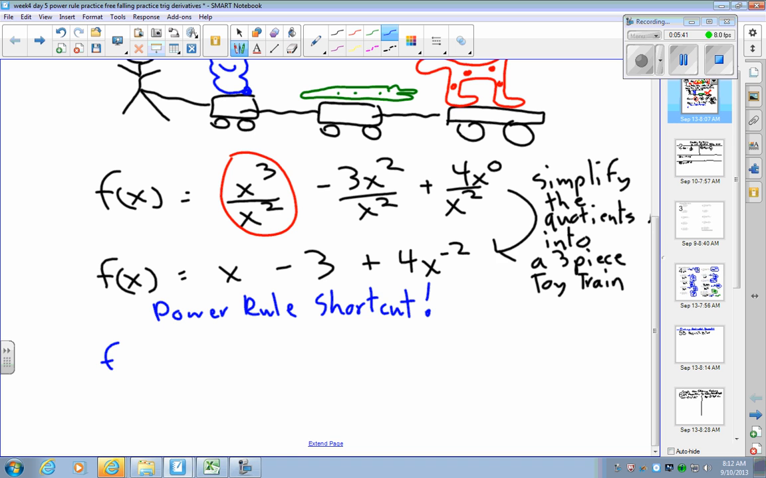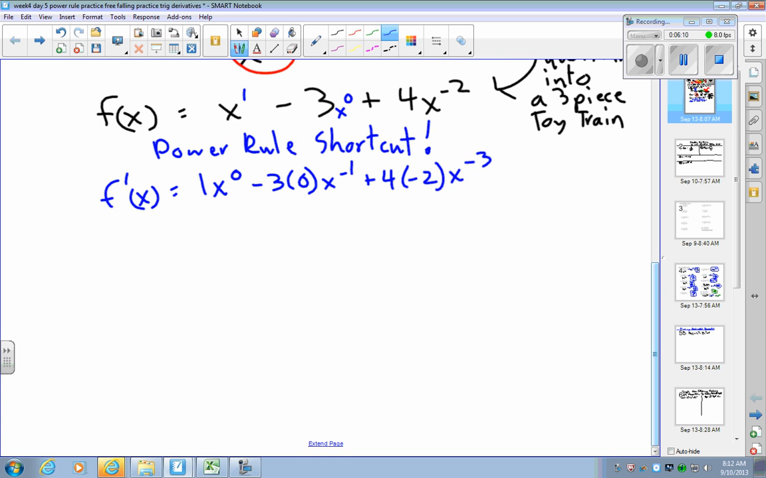So I can now go, let's see. If this is x to the 1, this would be 1x to the 0. This is x to the 0, so that would be minus 3 times 0, x to the negative 1. And then this would be plus 4 times negative 2, x to the negative 3. I'm going slow with this because it's still somewhat new to you guys. But hopefully you guys are getting a little bit quicker at just saying that's 1, that is nothing, and that's minus 8x to the negative 3.